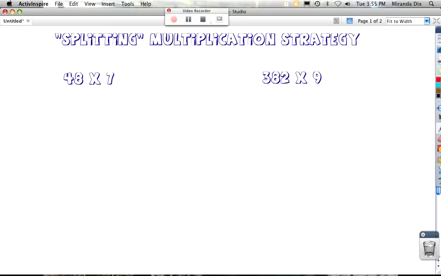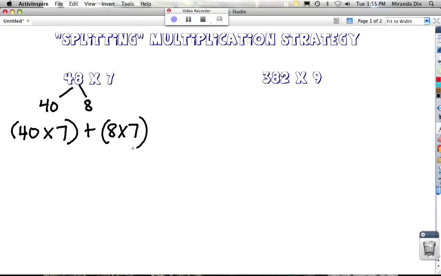And what the children would do when they see this is they would split 48 into 40 and 8. At this point, the kids would write something probably that looks like this: 40 times 7 plus 8 times 7. So what they've done is they've broken the bigger number apart, and they're still multiplying each part by 7, which is going to give us the same product as if we were to do it the traditional way.